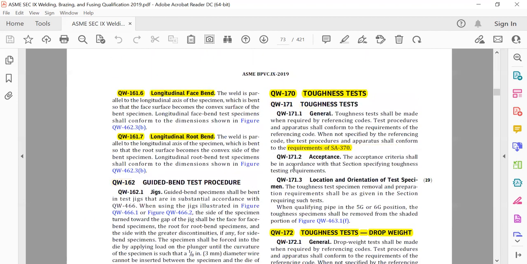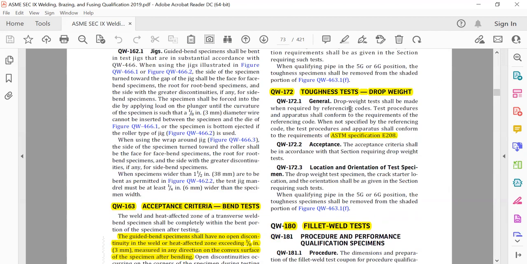Toughness test requirement of SA 370. All these mechanical tests are done with section 2A. You have SA 370, or ASTM SA 370. You can say acceptance criteria shall be in accordance with SA 370. Toughness test, drop weight, ASTM specification E208. It is not toughness.